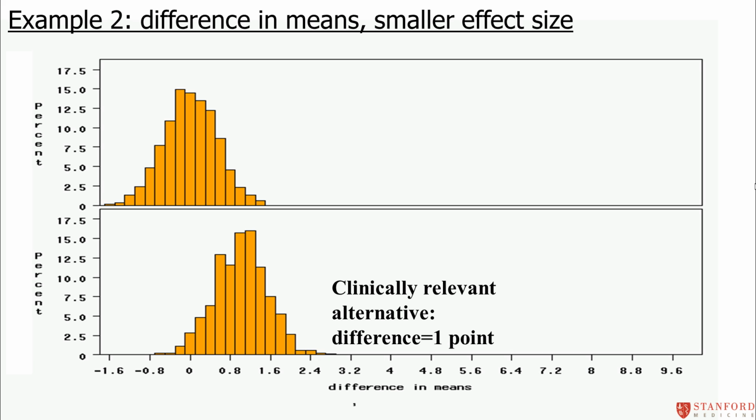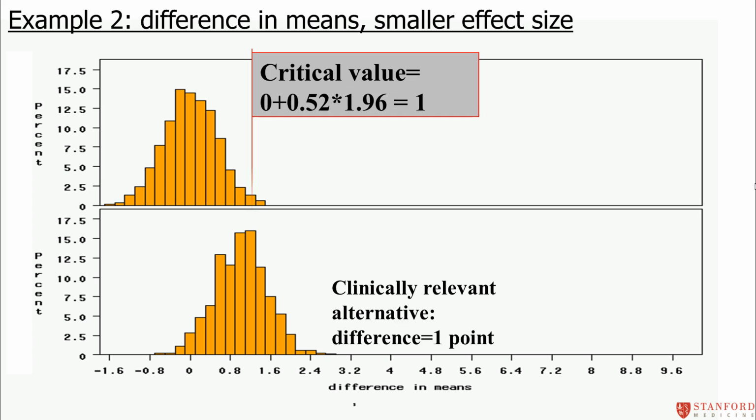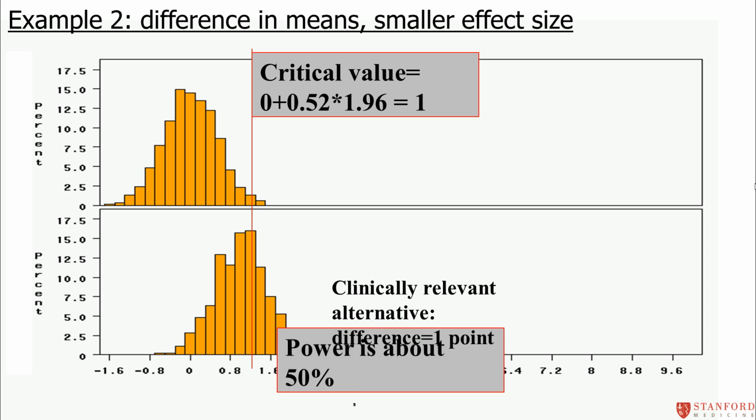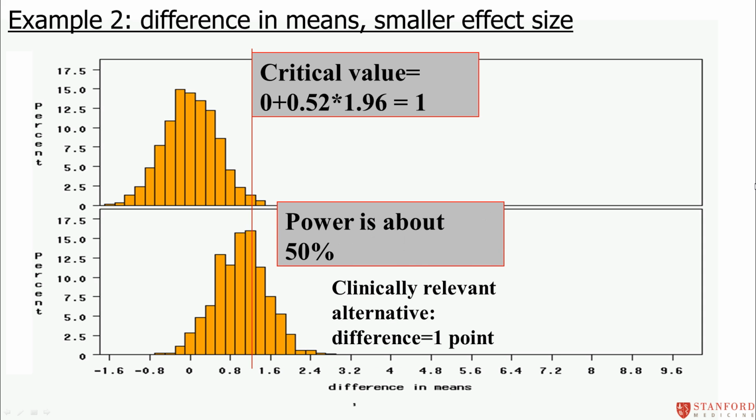What if the real effect in the real world was smaller? What if the true effect was only a 1-point difference between the groups? If that's the case, then it's going to be harder to detect that difference. Since the critical value is 1 and the true value is 1, then there's about a 50% chance that we're going to find a statistically significant difference for that scenario. So smaller effect sizes will also reduce our statistical power.